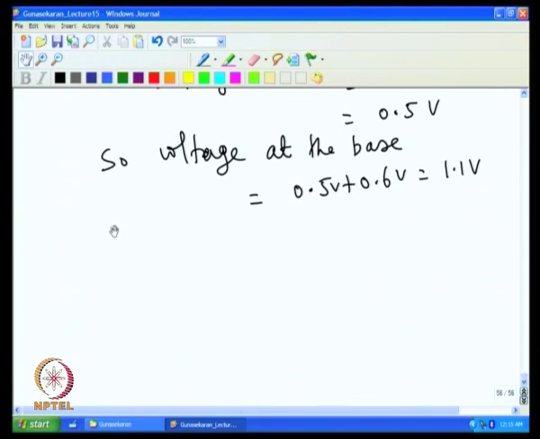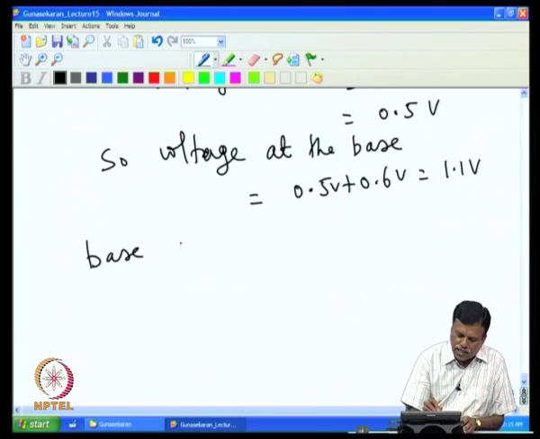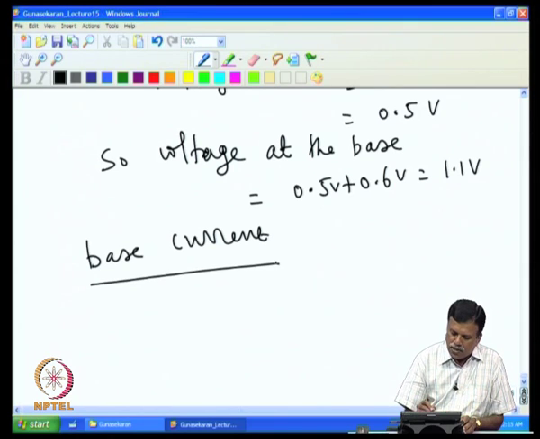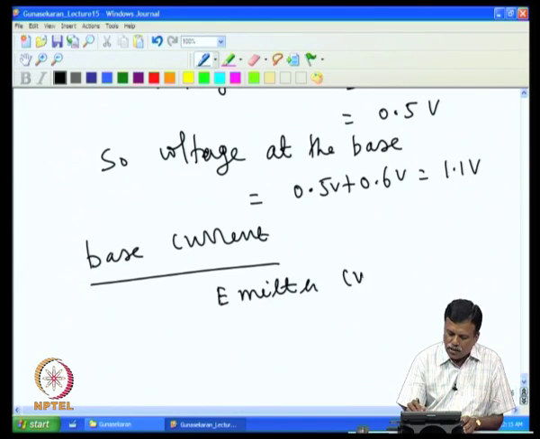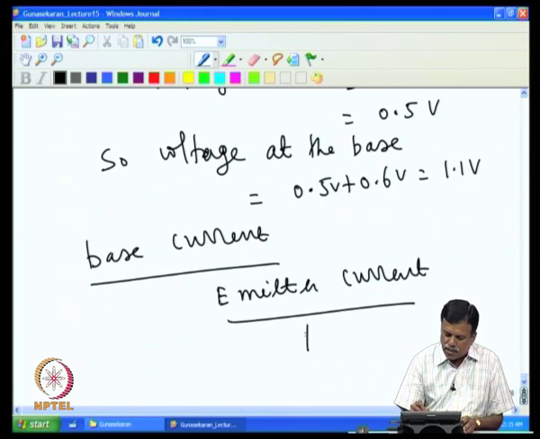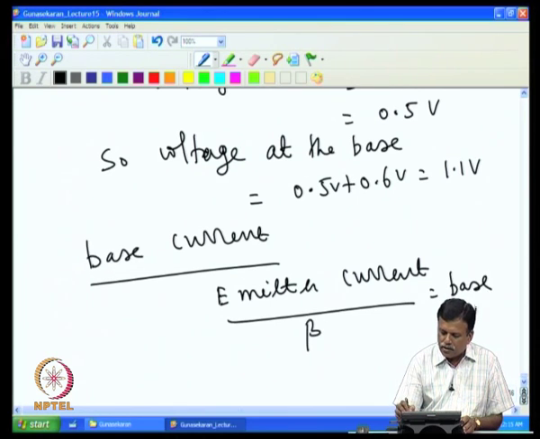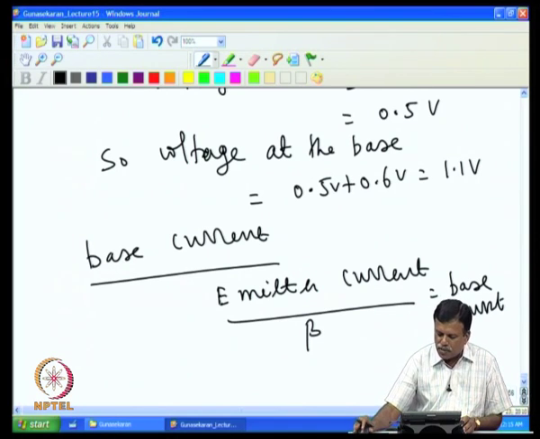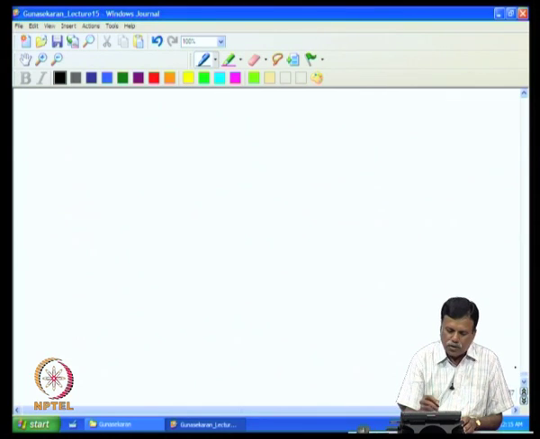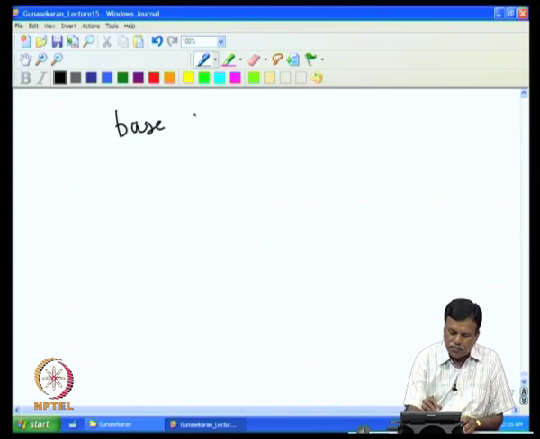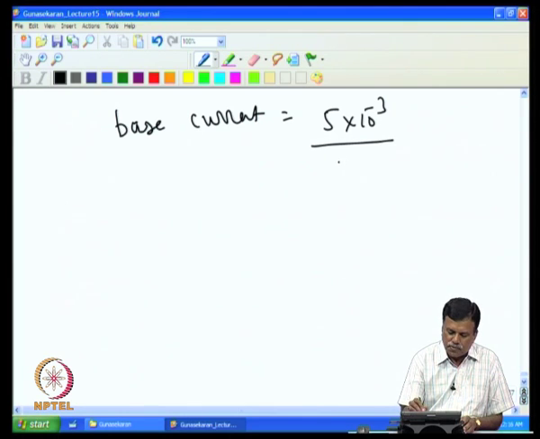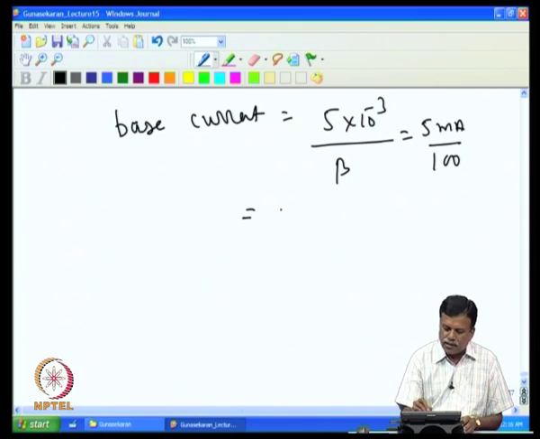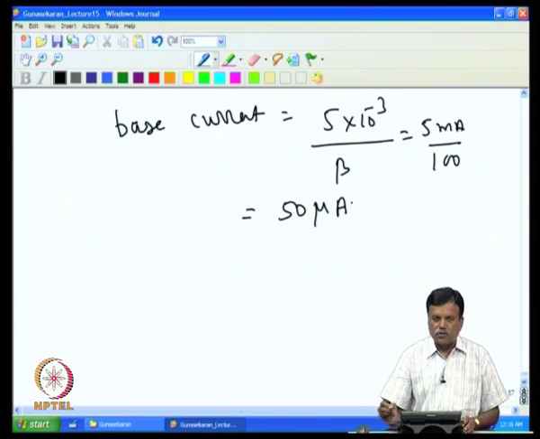So, next we calculate the base current. The emitter current is known, and the emitter current divided by the beta of the transistor is the base current. So, the base current would be 5 milliampere divided by HFE, that is beta. That is equal to 5 milliampere divided by 100, which comes out to be 50 microampere. So, we got the base current.